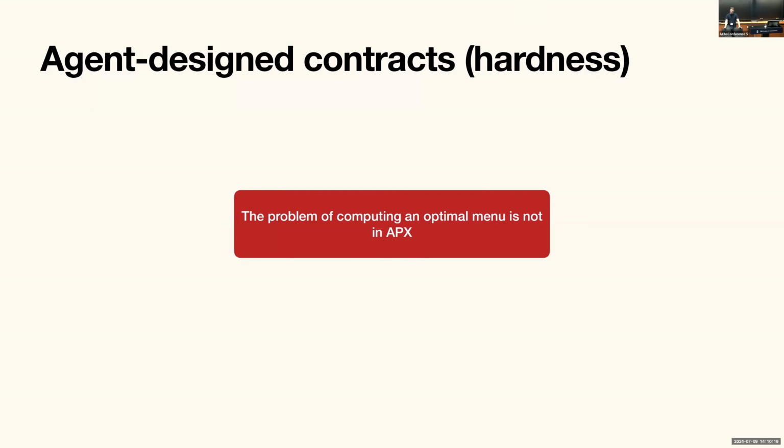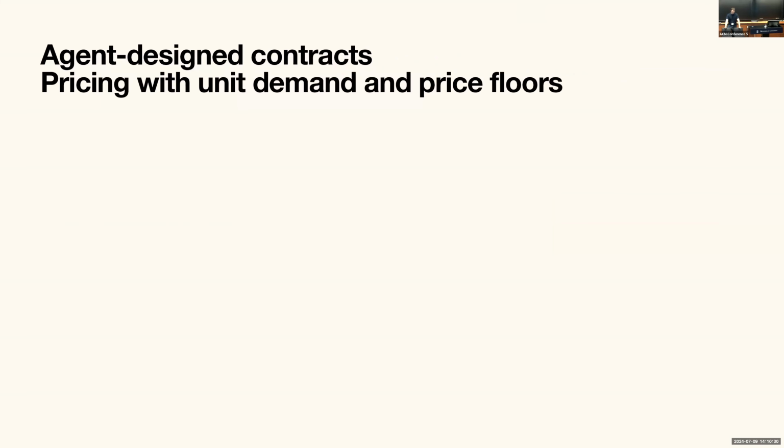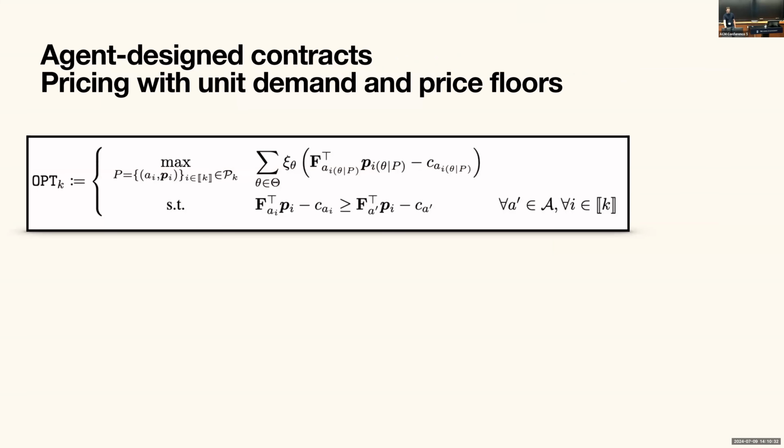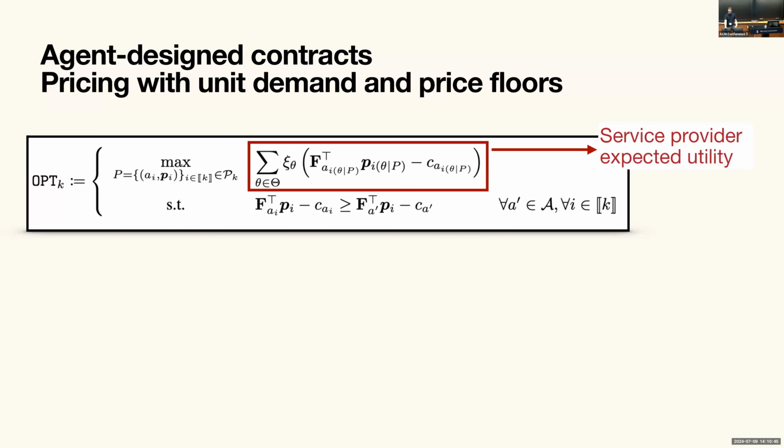And so let's first solve the problem with a fixed number of contracts in the menu. This is the program that we have to solve for a fixed menu size k. We want to maximize over the menus, so actions and payment schemes, the payment vector P. This is the expected service provider utility. And the constraints are the incentive compatibility constraints.